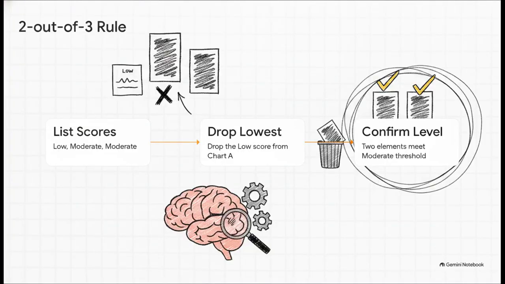To determine our final medical decision-making level, we have to follow the absolute golden rule of E&M coding, the 2 out of 3 rule. Step 1, we list the scores from our 3 charts, low, moderate, and moderate. Step 2, we drop the lowest element. So we say goodbye to the low score from Chart A. Step 3, we look at what's left. We have Chart B at moderate and Chart C at moderate. Because 2 out of our 3 elements meet or exceed the moderate threshold, our overall medical decision-making level for the entire encounter is officially moderate.